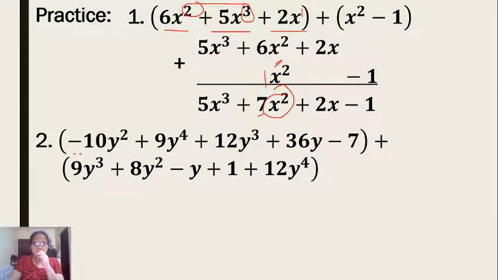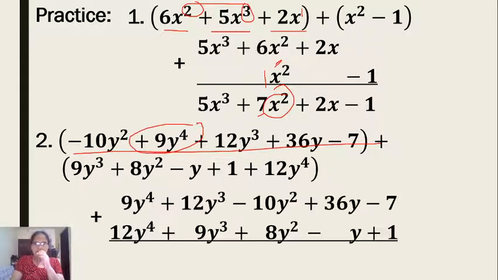So for the first polynomial here, the one with the highest exponent is this term. So we will start with that term, 9y to the 4th, followed by 12y cubed, -10y squared, 36y minus 7. So arranging them with a variable from the highest to the lowest. So the exponent here is 1, and there's no variable in here. So arranging the terms from the variable with the highest exponent to the least.